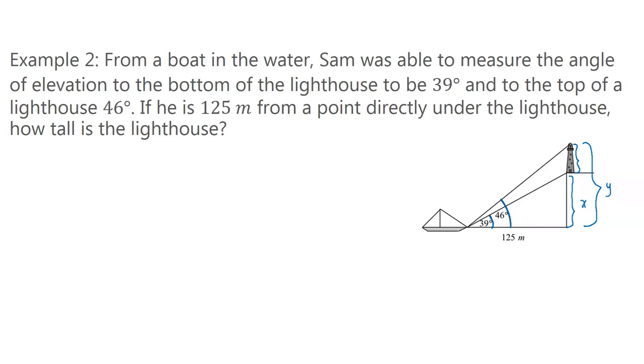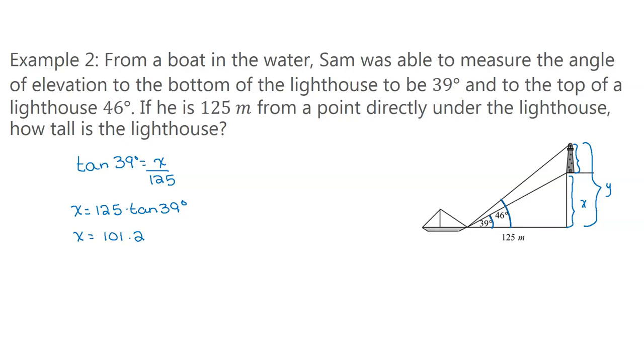The x value is across from the angle, so that's the opposite, and 125 is adjacent, so again we're going to use tan. Tan of 39 equals opposite over adjacent. Cross multiplying here, multiply these two values together on my calculator to give me 101.2.